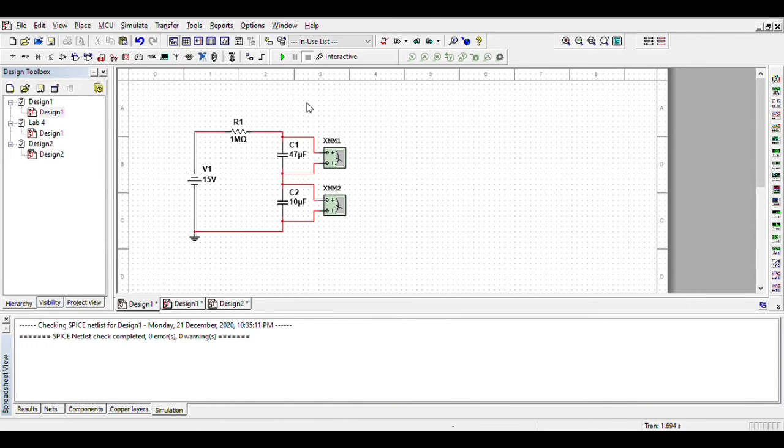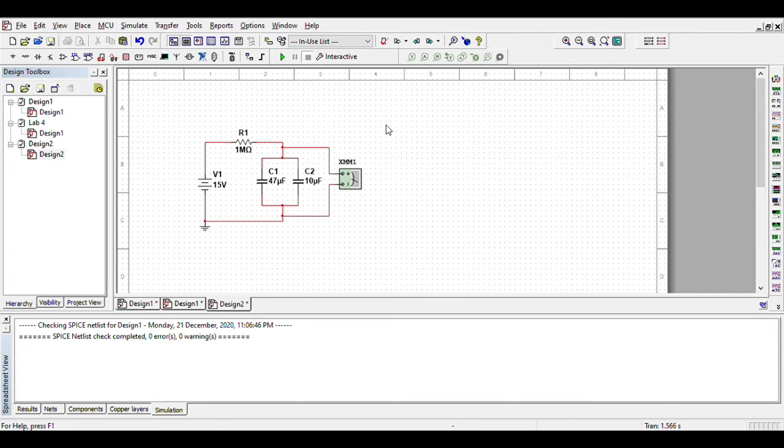Now I will run the circuit to get the voltage for each capacitor. For capacitor 1, we have 7.5 volts. For capacitor 2, we have 7.492 volts. Stop the circuit. So this is the circuit in figure 2.